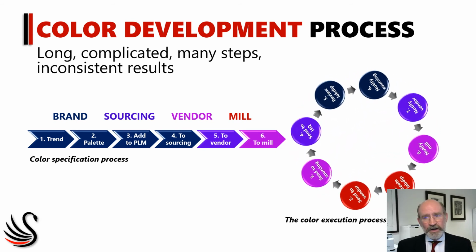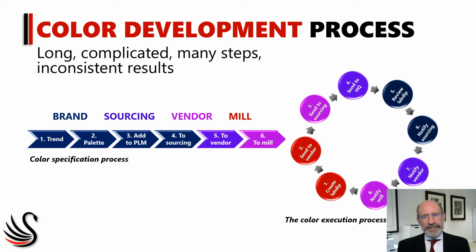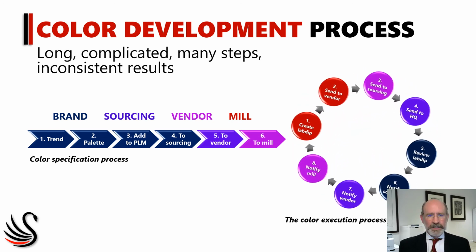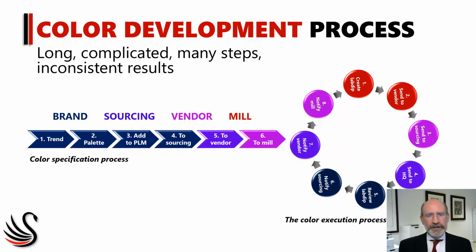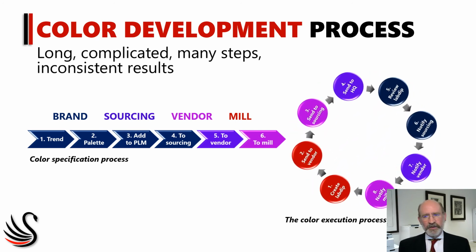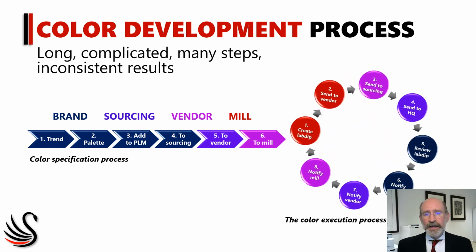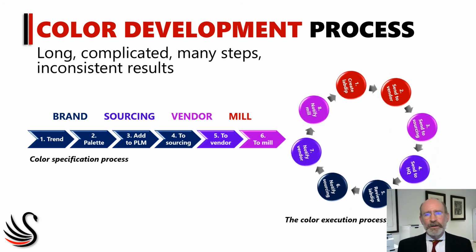The mills start creating lab dips to match these colors. They send them back to the vendor who sends them to sourcing, who sends them to the design group. Nine times out of 10, they're rejected. So the process starts all over again. And it keeps circling round and round and round until either the color is acceptably matched or you run out of time.